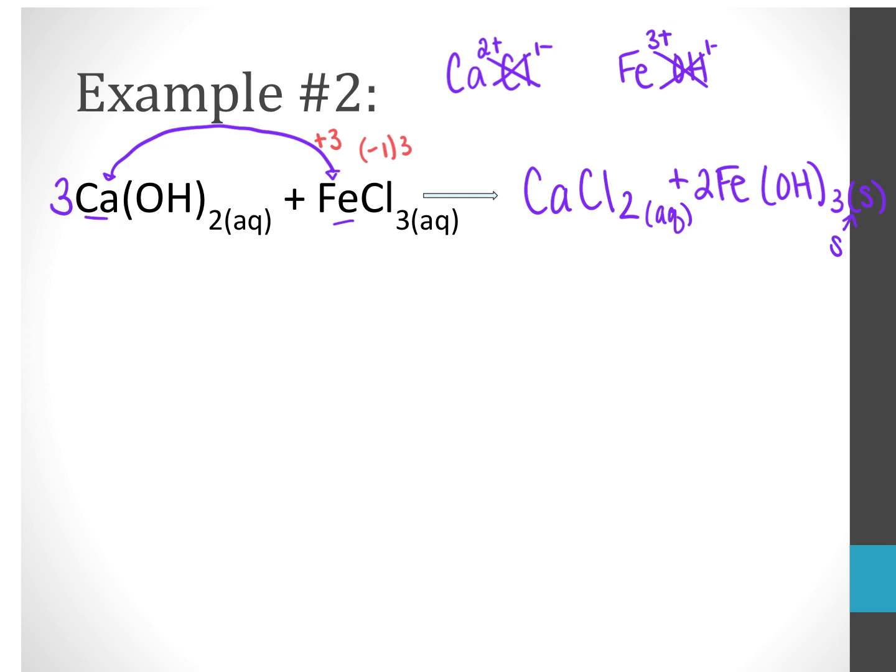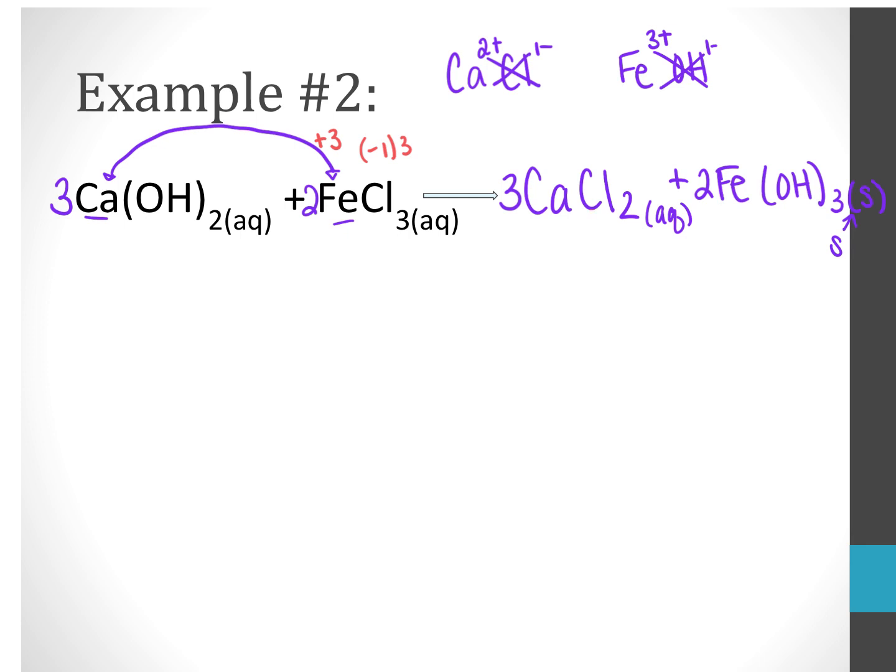Okay. All right. Then we have 3 calciums. So what do we need right here? I'm going to try a 3 there. So you have 3 calciums, 3 calciums. 3 times 2 is 6 hydroxides. 2 times 3 is 6 hydroxides. This side there's 1 iron, and over here there's 2. So what do we need right here? Okay, so I'm going to put a 2 here. So 2 irons, 2 irons. 2 times 3 is 6 chlorides. 3 times 2 is 6 chlorides.